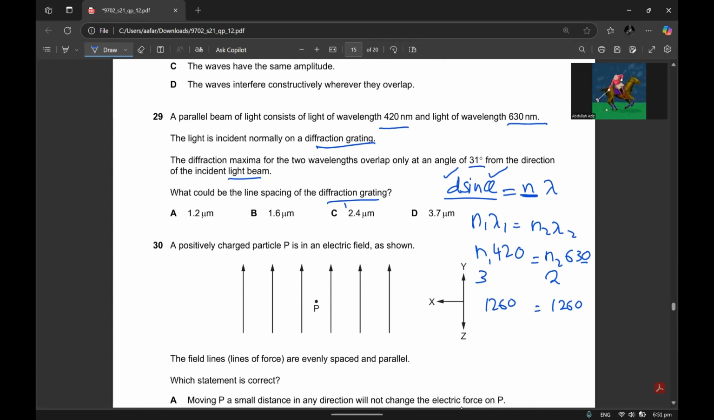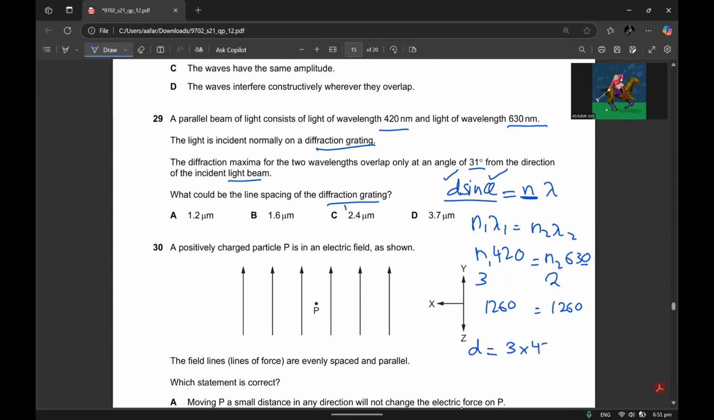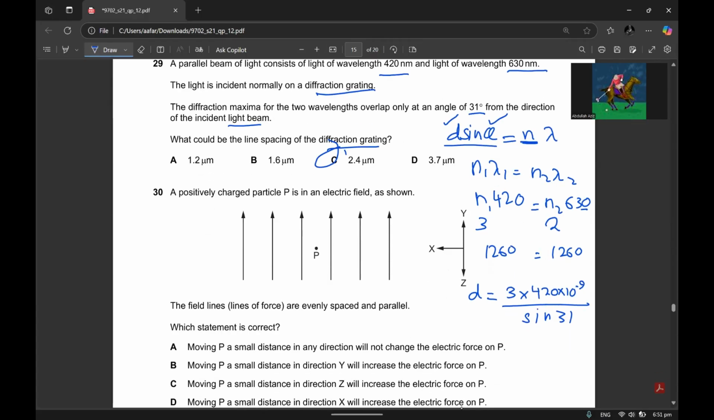Now we know n1 and n2, so now we can easily find d. So d is, let's take n1, which is 3, into 420 times 10 to the power negative 9, over sine theta, sine 31. That gives 2.4 micrometer.